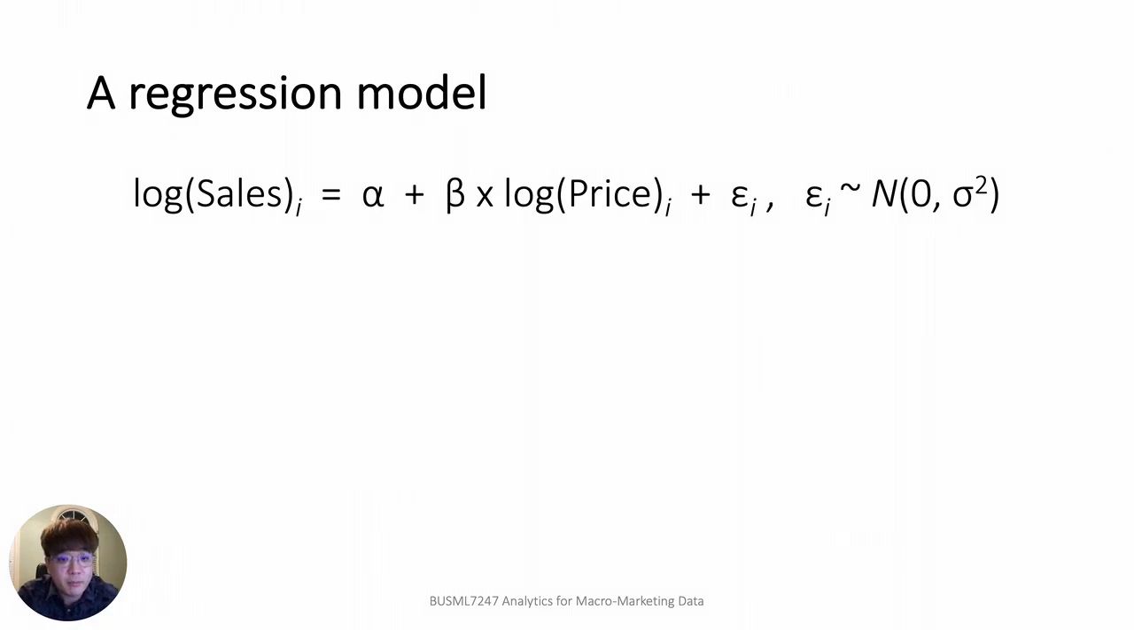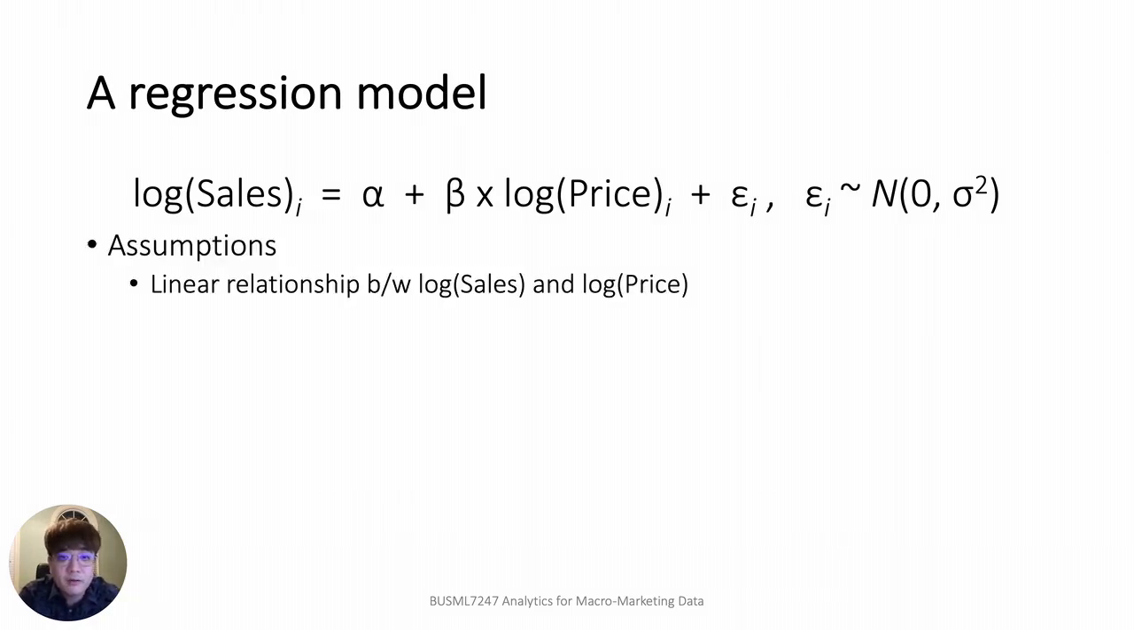In this regression model, we have several assumptions. First, we assume a linear relationship between the independent and dependent variables, that is, the change of log sales is proportional to the change of log price. Alpha captures the baseline of the log sales, and beta denotes the rate of the proportional change in response to the log price change.